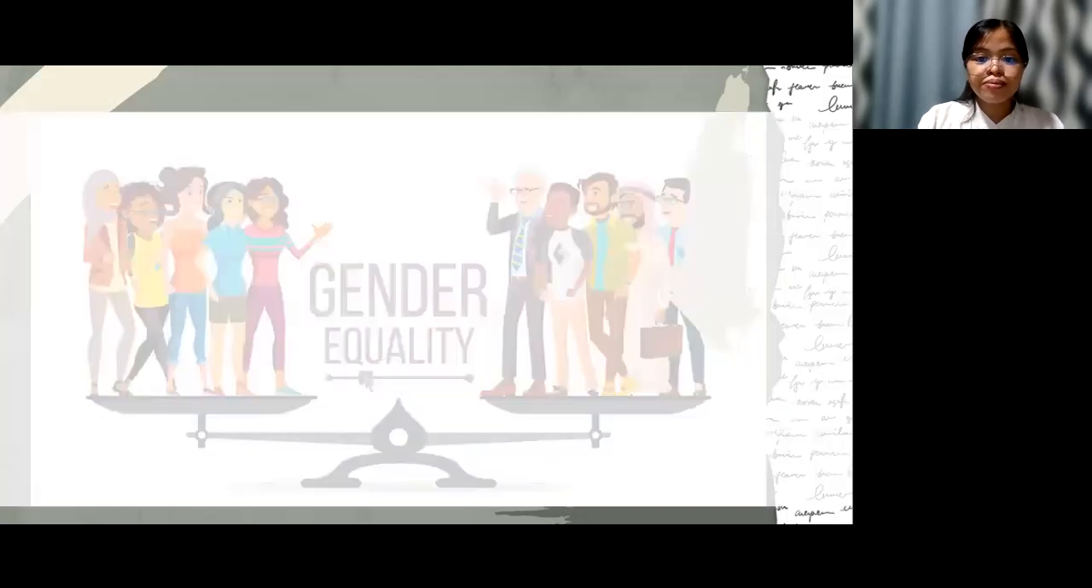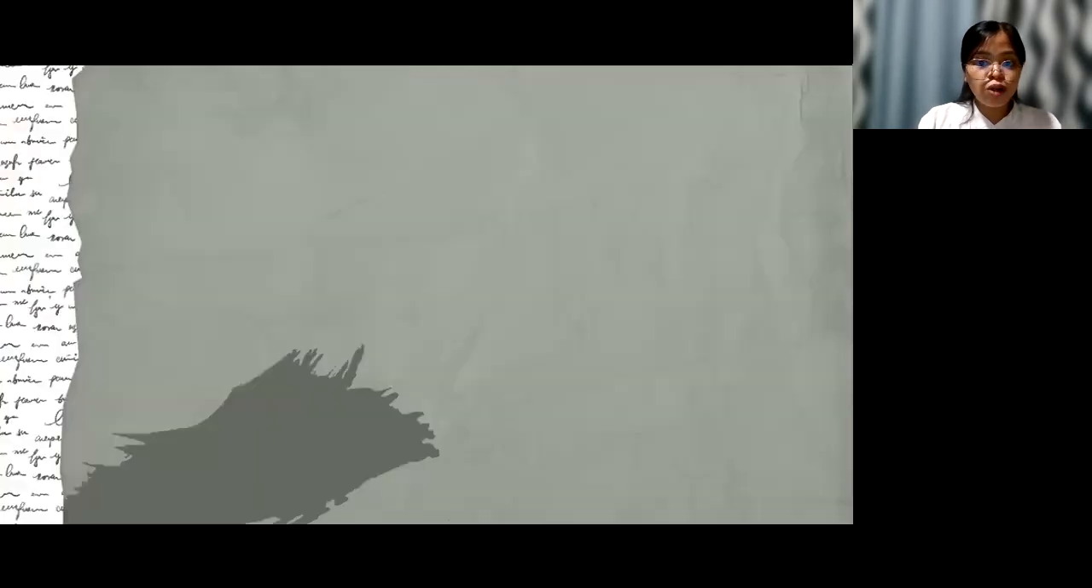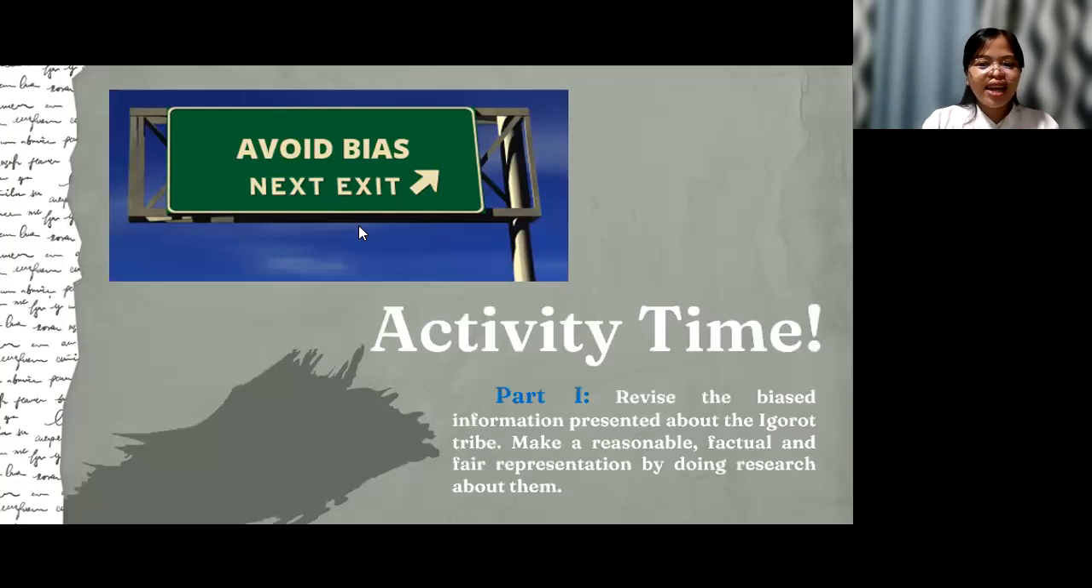Let's move on. Remember, generic campus publications such as school bulletins or communications that are part of continuing series such as newspaper or our annual report should aim for reasonable representation of all groups involved. Now I think you're ready for our activity. Avoid bias. Activity time. Part 1. Revise the bias information presented about the Igorot tribe. Make a reasonable, factual, and fair representation by doing research about them.